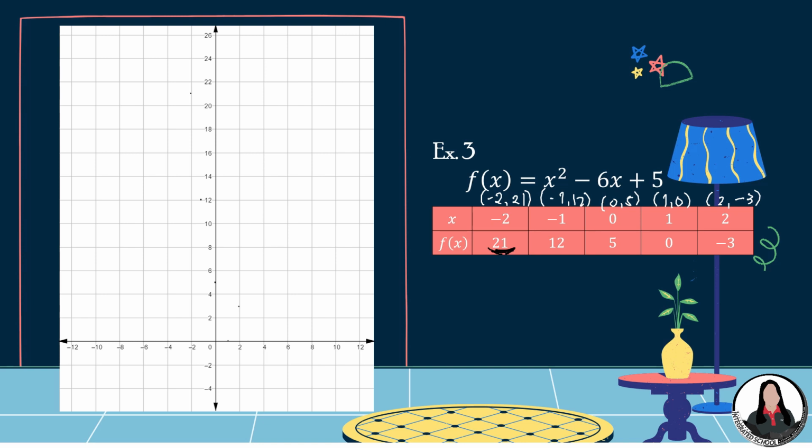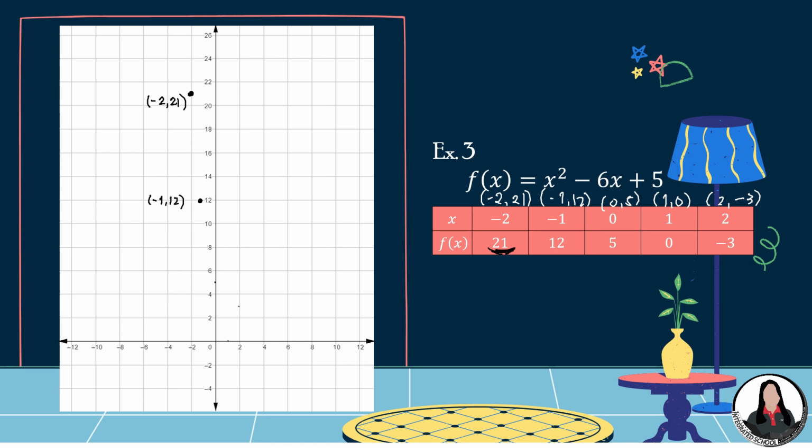Okay? So, the first point, we have negative 2, 21. So, this will become negative 2 and then probably 21 ay dapat nasa in between siya ng 20 and 22 kung ganito ang increment na ginawa ninyo. Okay, so this is negative 2, 21. Next, we have negative 1, 12. So, negative 1 lies between 0 and negative 2. And then, 12 is here. Okay, so that is negative 1, 12.